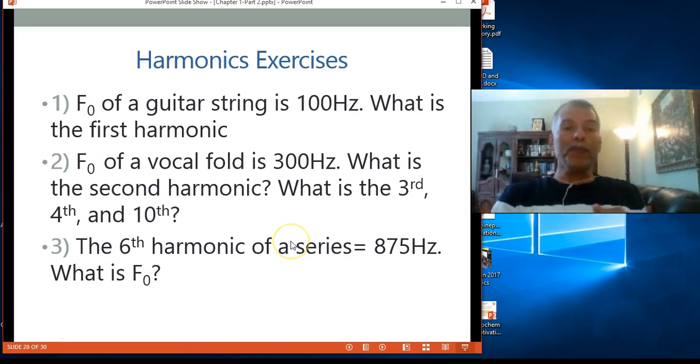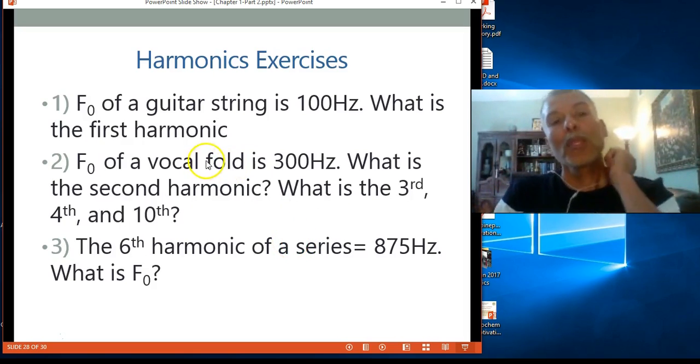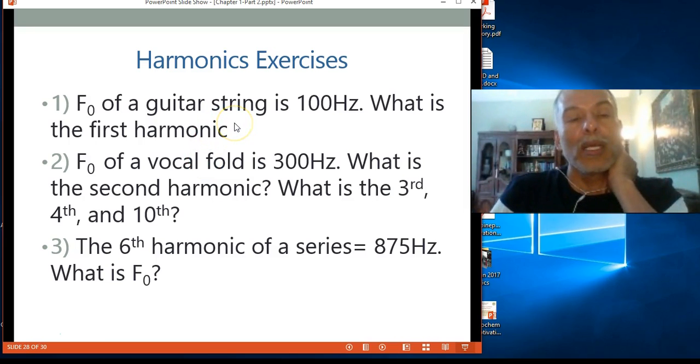So now let's do some exercises. The fundamental frequency of a guitar string is 100 Hertz. What is the first harmonic? So simply, if the fundamental frequency is 100, the first harmonic is the second line. Say 2 times 100 is 200 Hertz.